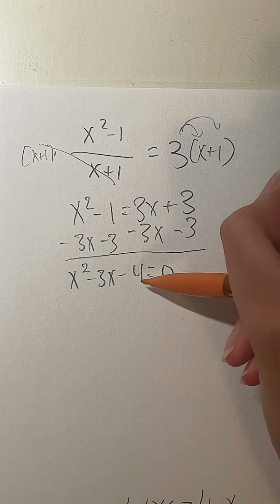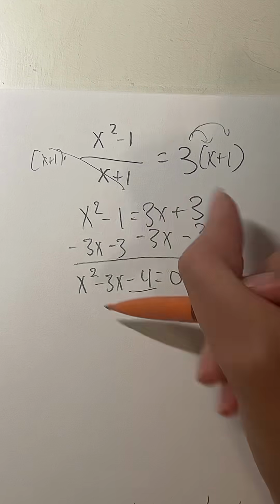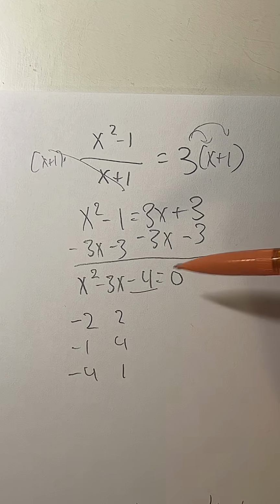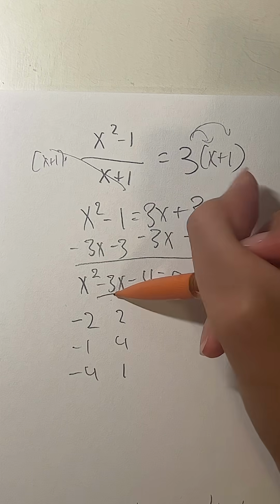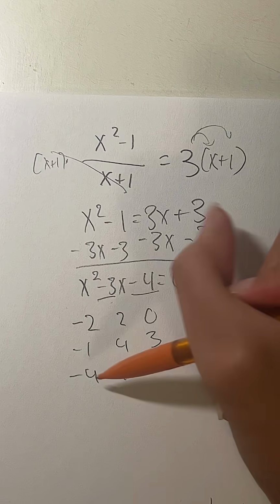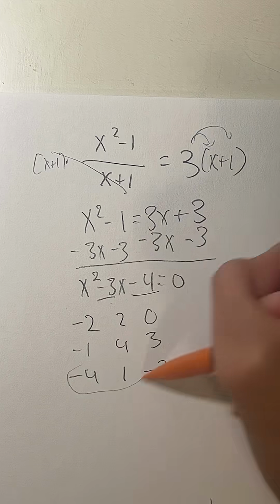Basically how I do that is I list out all of the factors of my constant, negative 4. That's going to be negative 2, 2; negative 1, 4; and negative 4, 1. And then I add them up to see which one gives me my b value, which is negative 3. Negative 2 plus 2 is 0. Negative 1 plus 4 is 3. And then negative 4 plus 1 is negative 3. So it's going to be this pair over here.